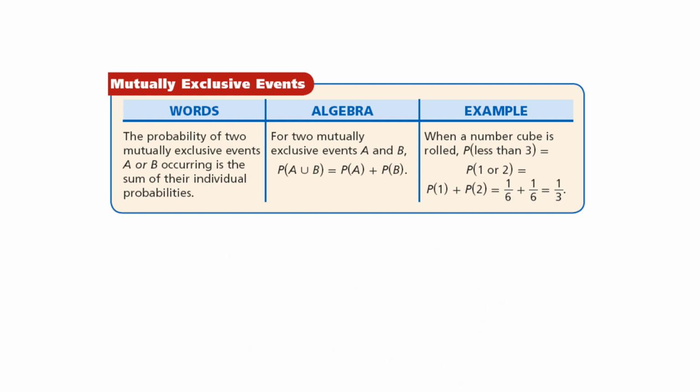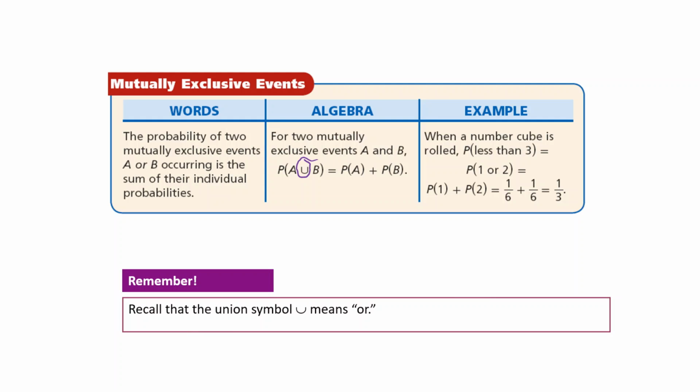So here's a chart for us. It's going to be real helpful, telling us about mutually exclusive events. In words, the probability of two mutually exclusive events, A or B, occurring is the sum of their individual probabilities. Algebraically, for two mutually exclusive events, A and B, the probability of A or B, remember that little U sign means union, or. And so the probability of one or the other is the probability of A plus the probability of B.